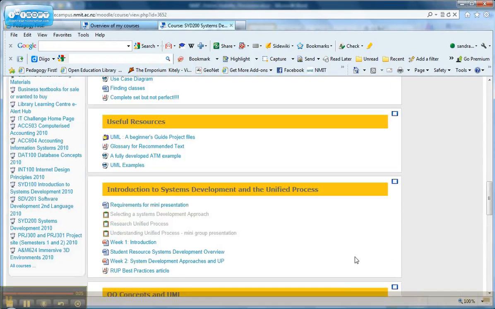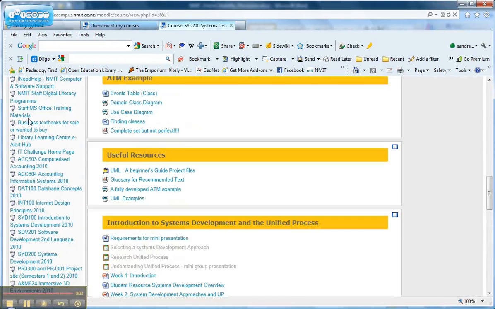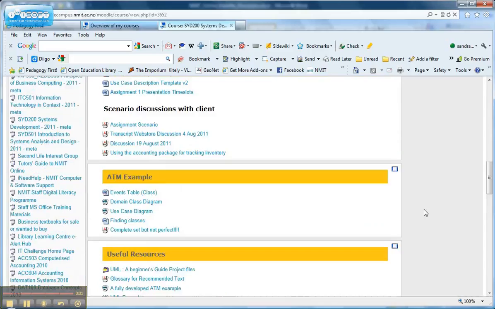And also as part of NMIT Online and Moodle, when you have other courses you can easily get access to them.